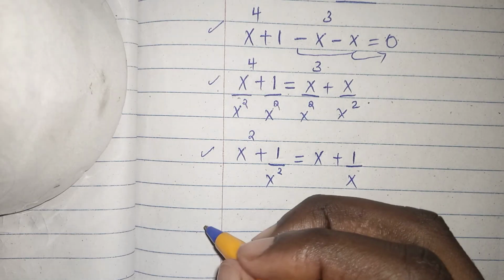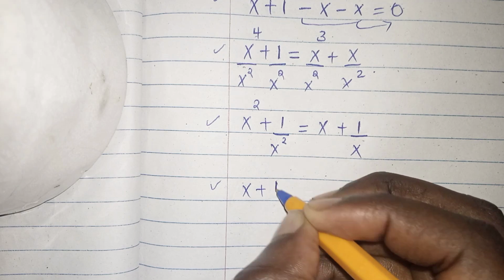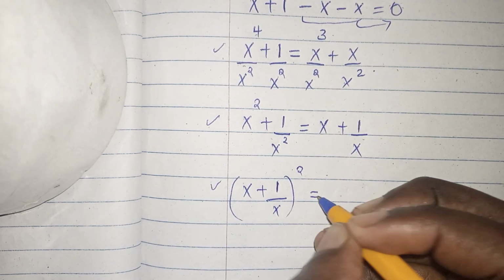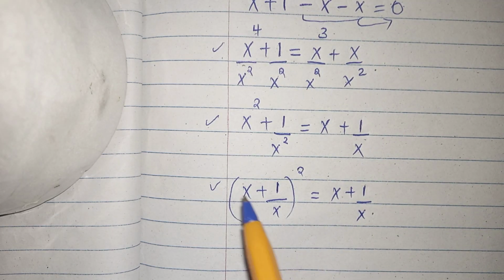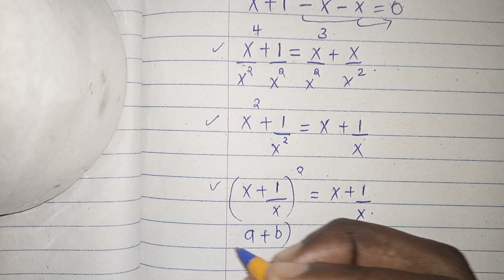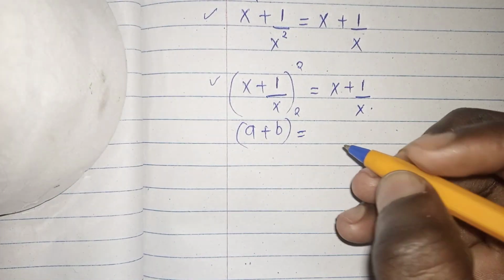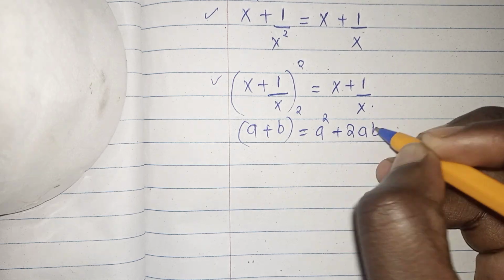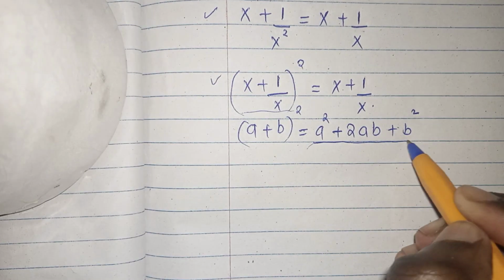Okay, so in our next step we can write this as x plus 1 over x, all this squared, is equal to x plus 1 over x. Okay, so this reminds us of, so this is our a plus this is our b, all this squared. So we are going to use this identity. So this is equal to, we can write it as a squared plus 2ab plus b squared. So we can express this into this form.